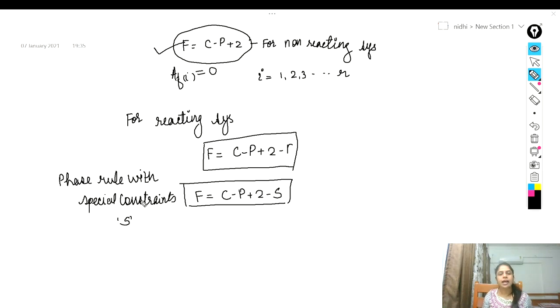And the last one is the phase rule for the reacting system, which is F is equal to C minus P plus 2 minus R. And R is the number of independent reactions in the system.